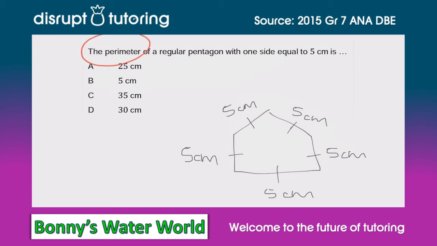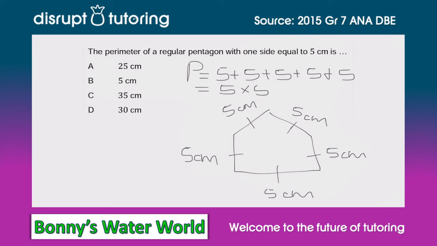Now, they've specifically asked us for the perimeter of the shape. And we know perimeter is the total distance around the entire shape. So we're going to add up all of these numbers together and we're going to get an answer. So I'm going to do it up here and I'm going to say the perimeter is equal to 5 plus 5 plus 5 plus 5 plus 5. What's an easier way of writing out 5 added to itself 5 times? We would say it is 5 times 5. And that would mean our total answer is 25.